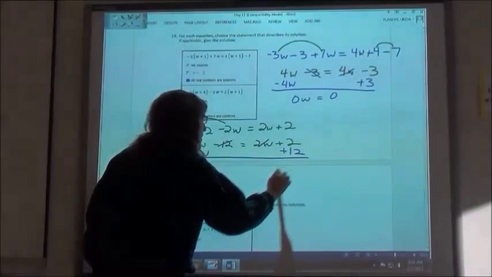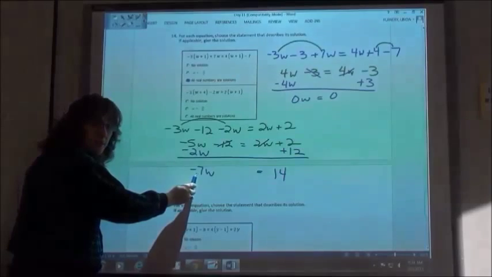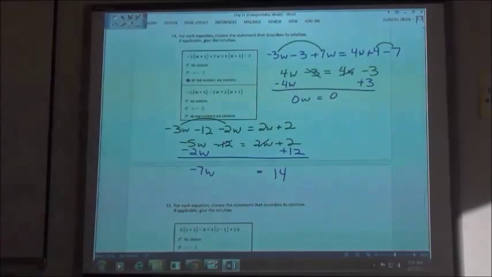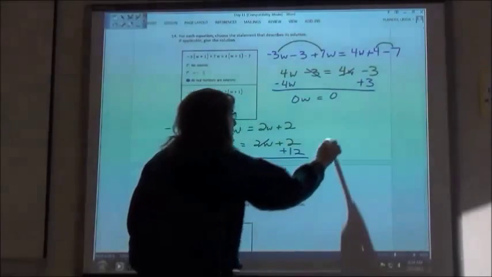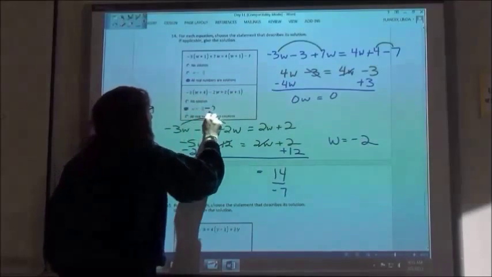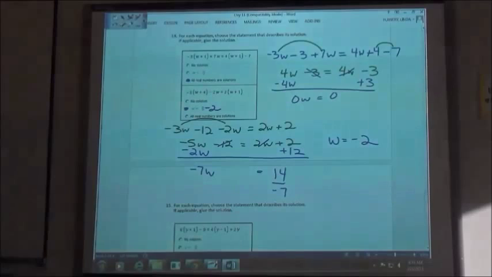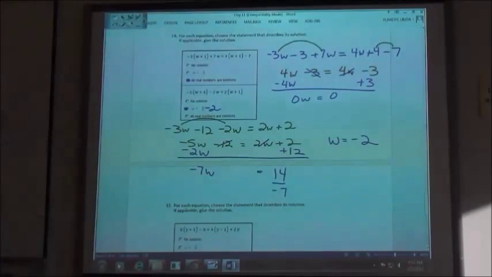Now just want to check something here. When you did negative 5 minus 2, you got negative 7, right? Yeah. So that's a negative 7w equals your 14 on the other side, right? Yep. So now we're going to divide, and our answer is going to be w is equal to negative 2. So we check the middle one, we type the negative 2 in the box, and that's going to be your answer.